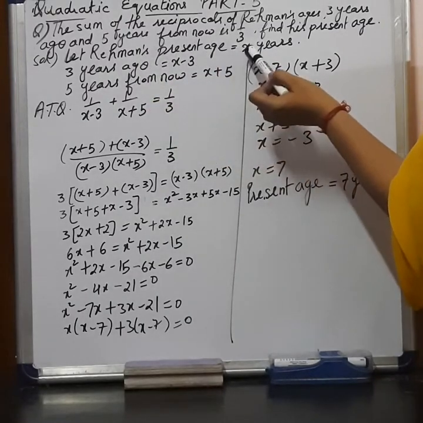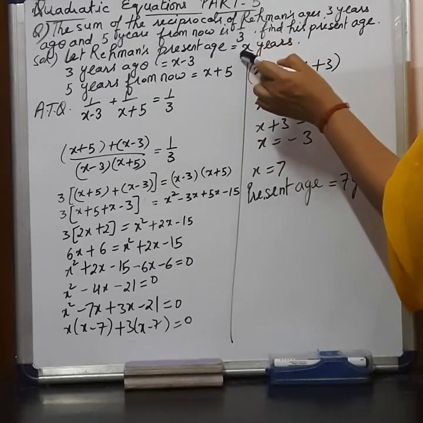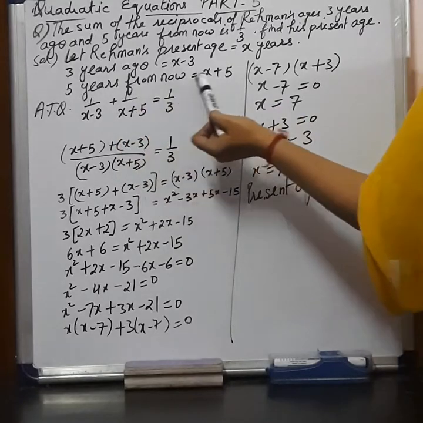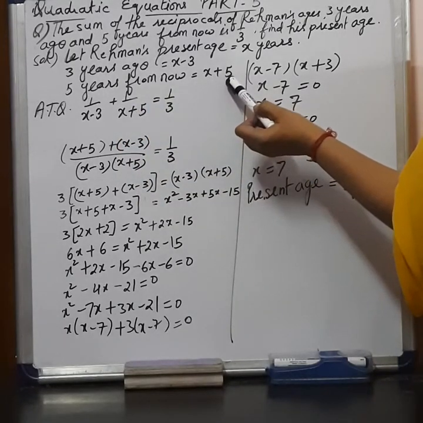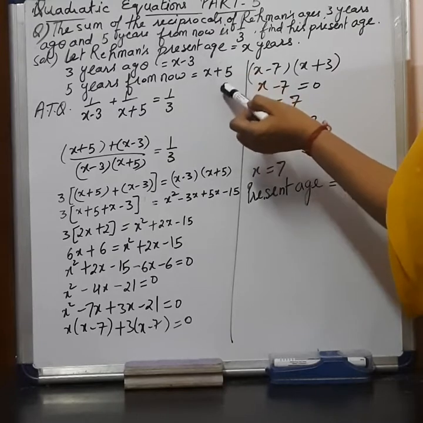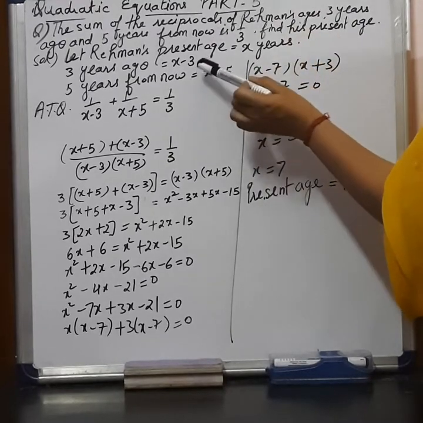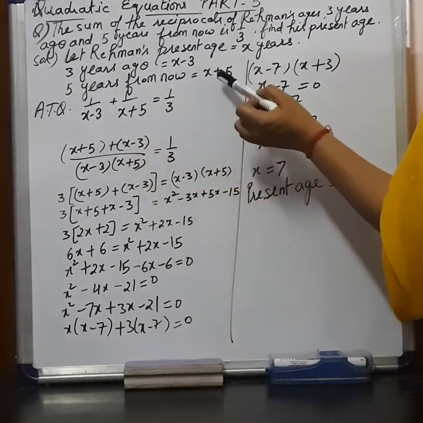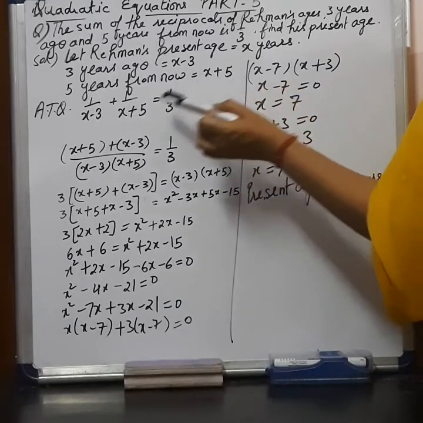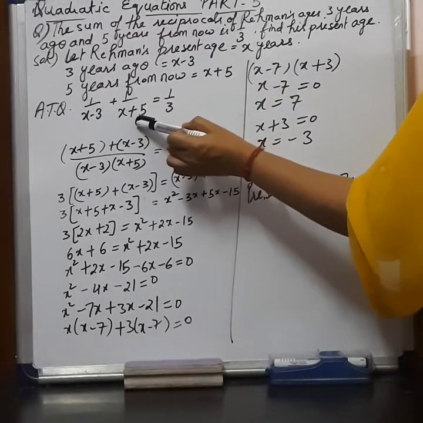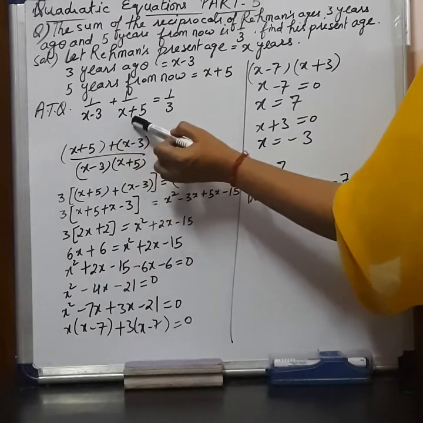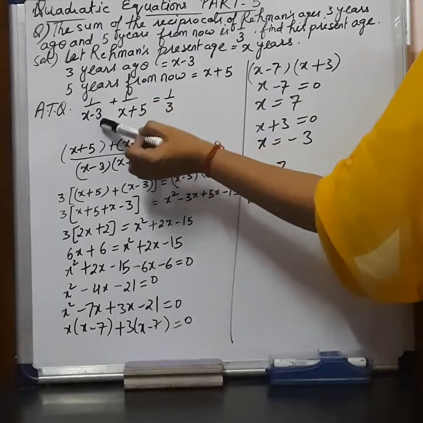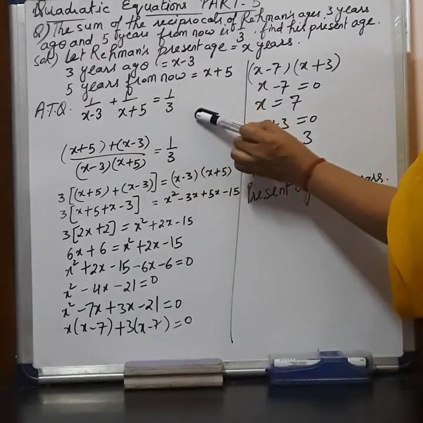Present age of Raman is x. After 5 years it will be x plus 5. So 5 years from now is x plus 5. And what they are saying, the sum of these reciprocals is 1 upon 3. So first of all you will find out the reciprocal of x minus 3. It is coming 1 upon x minus 3, and the reciprocal of x plus 5 is 1 upon x plus 5. And the sum of these is 1 upon 3.